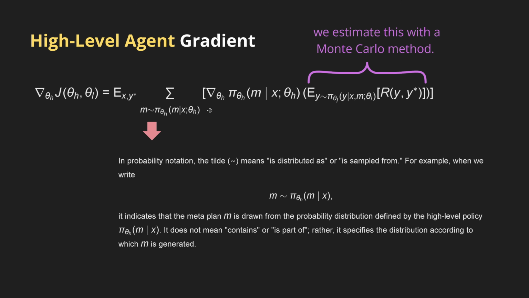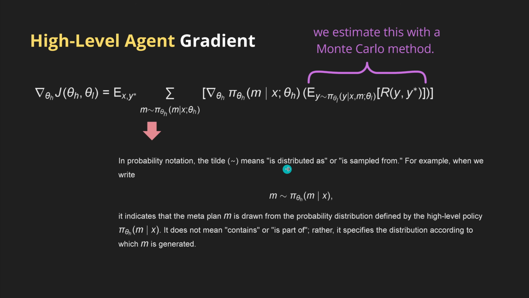So in our probability notation for AI systems, this tilde operator means more or less "is sampled from." When we write this particular expression, M is our meta plan, this detailed strategic plan of what to do from our high-level thinking methodology. You see, this meta plan is sampled from our policy pi theta high, our high agent, where given the input X, my mathematical task, it produces the meta thinking plan M in all its different steps.